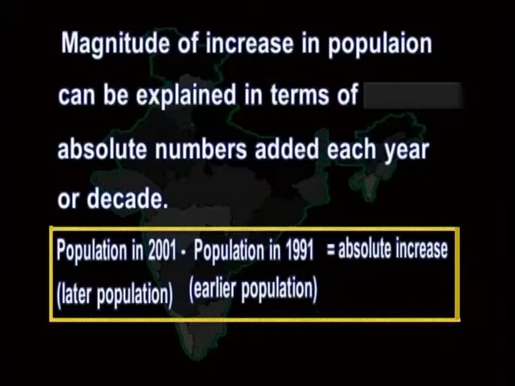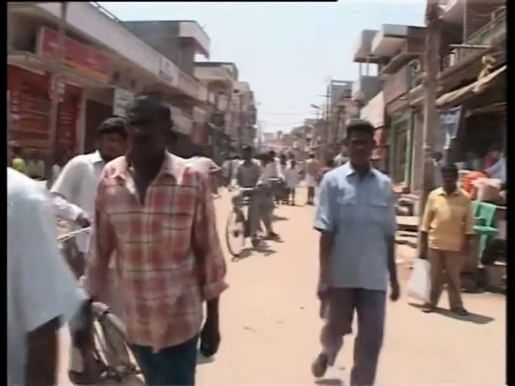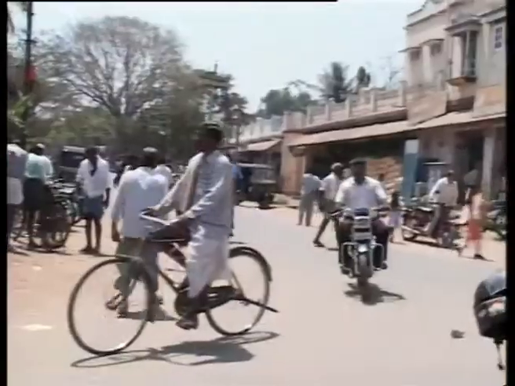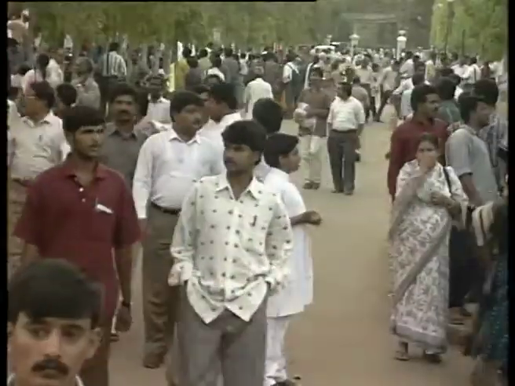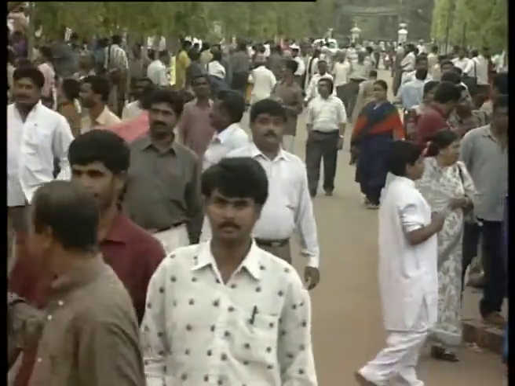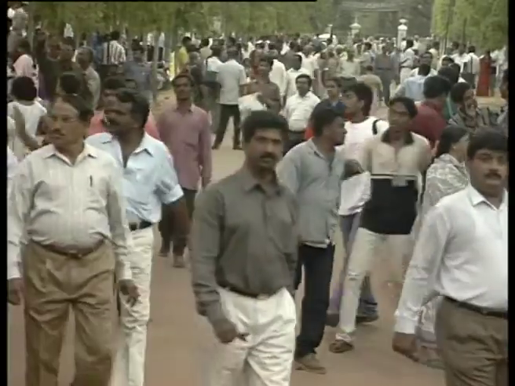Magnitude of increase in population can be explained in terms of absolute numbers added each year or decade. The process can be explained thus: population in 2001, meaning later population, minus population in 1991, meaning earlier population, is equal to absolute increase. Rate of population increase is another important factor. This is referred to as the annual growth rate. This rate is expressed in percentage per annum.